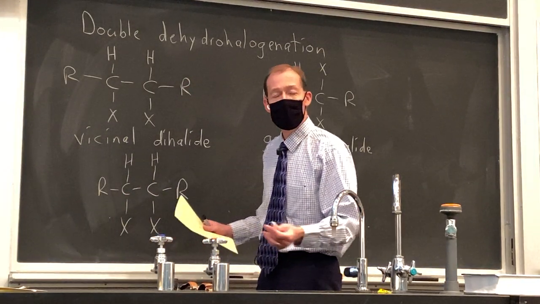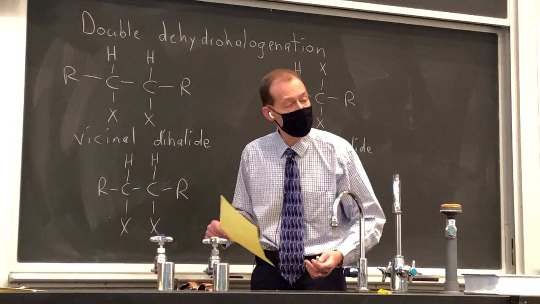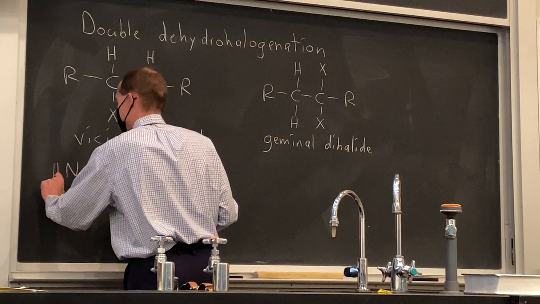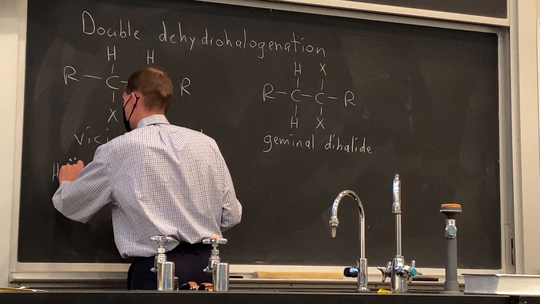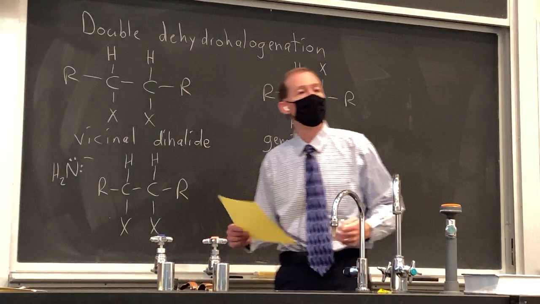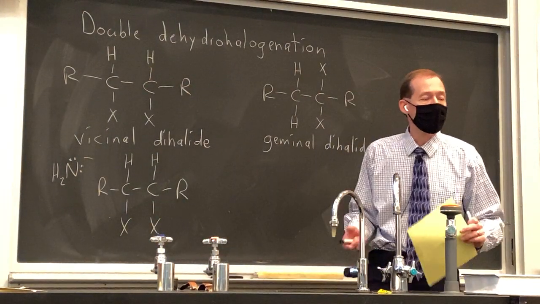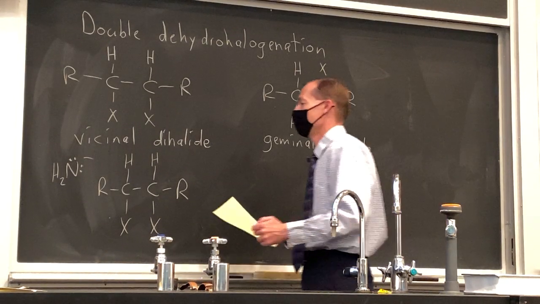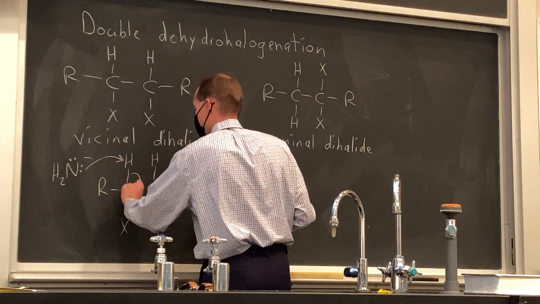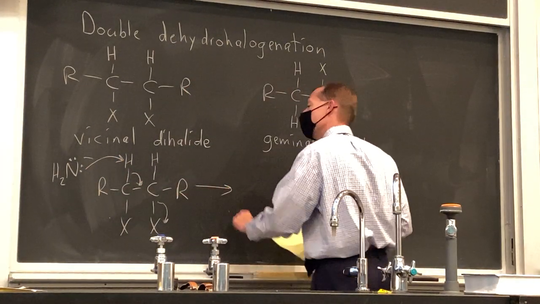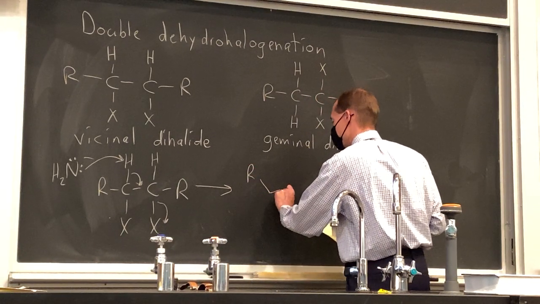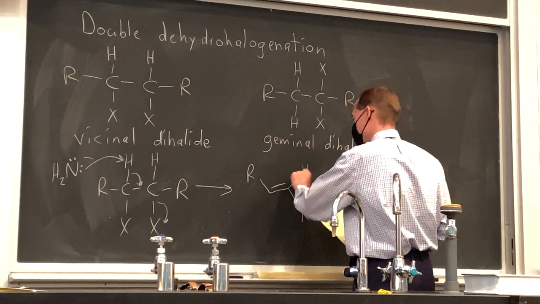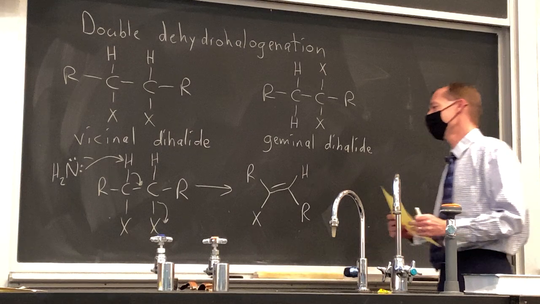As I'll explain in a moment, we need a stronger base than usual for a double dehydrohalogenation. So NaNH2, also known as sodium amide, the conjugate base of ammonia. This is a very strong base. Ammonia has a pKa of about 35, so this is a super strong base. It will deprotonate a beta hydrogen, and that gives us an intermediate.